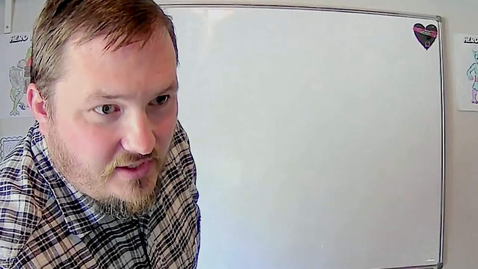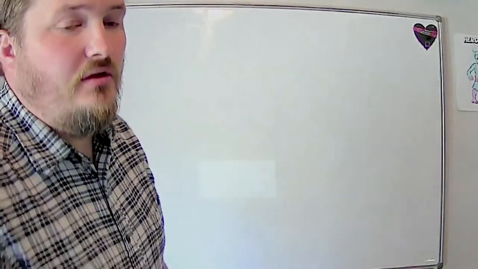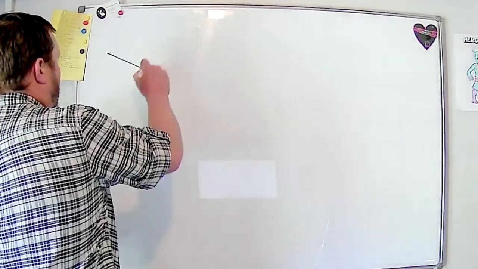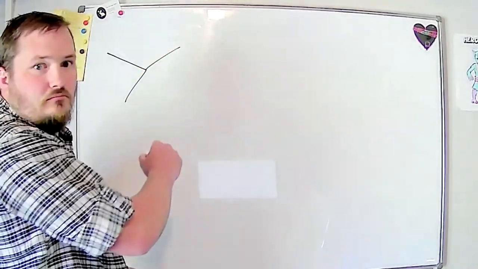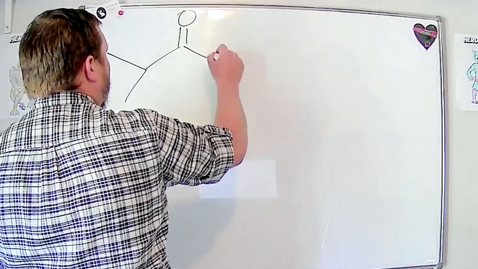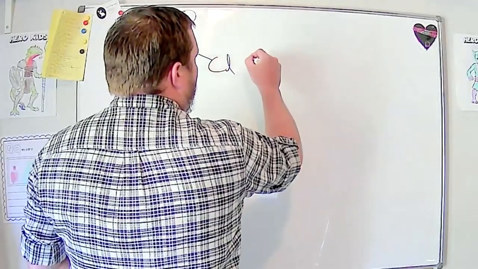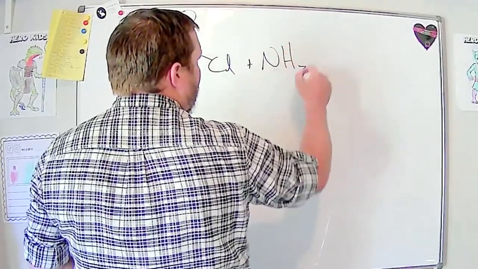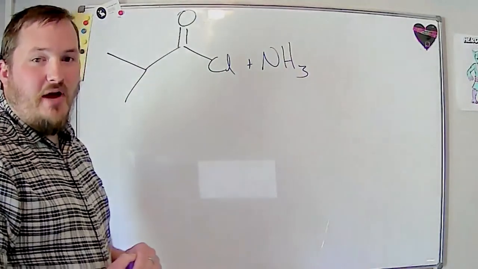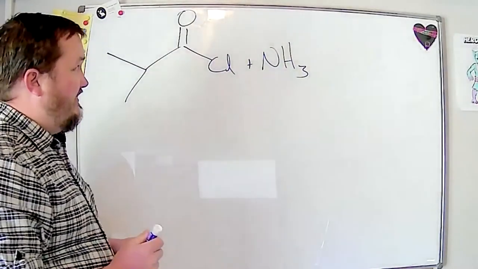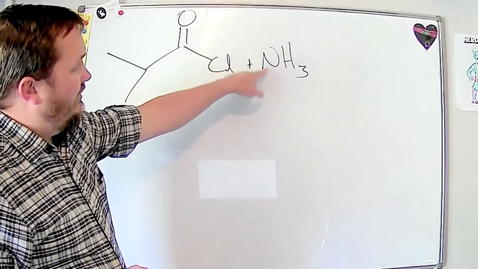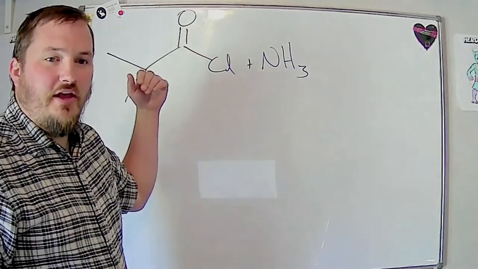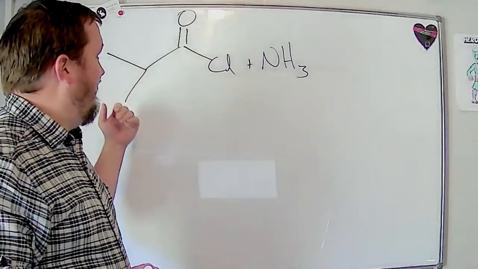Under acidic conditions, like in B, plus NH3, we're trying to get to the amide. And so our first step, we would normally want our amine to attack the carbonyl and break the carbonyl bond here, right? But that would be making a negative charge on that oxygen. And if we're under acidic conditions, we can't do that.